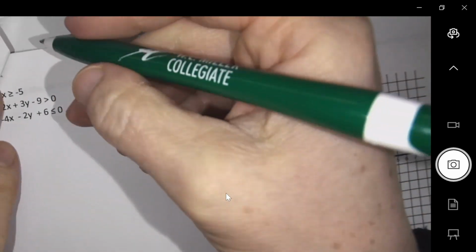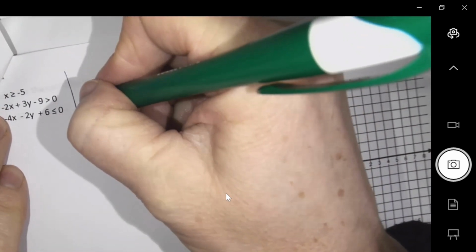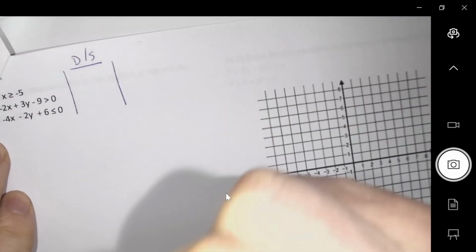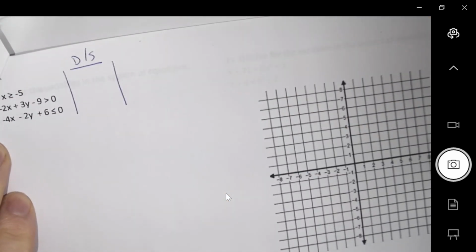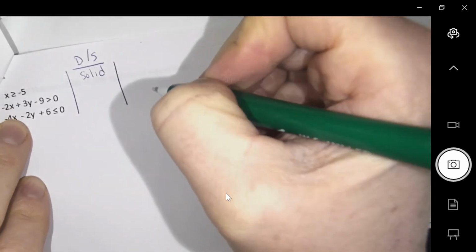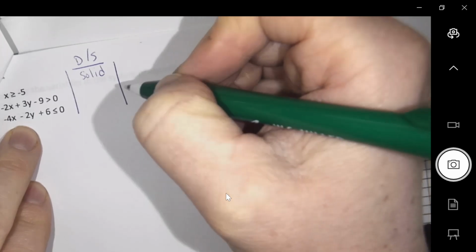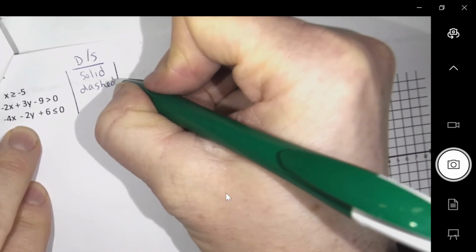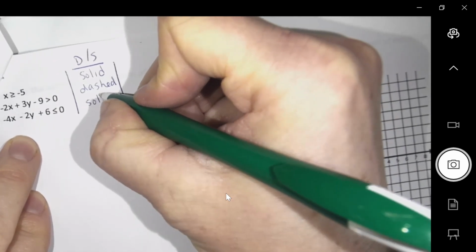Okay, line number 1. Let's just actually go here. Let's write dashed or solid. Which one? Dashed or solid? First one. Solid. What do you think about the second one? Dashed. And then solid. Okay.